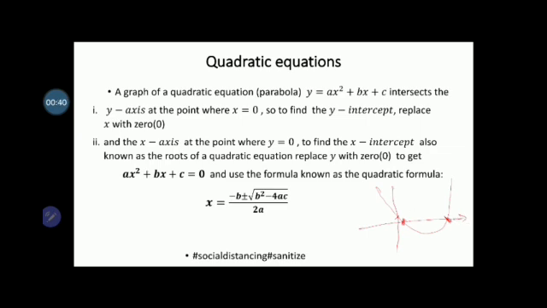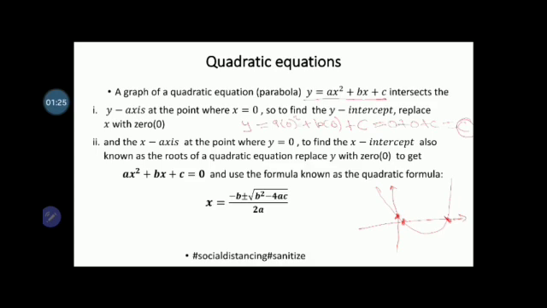So for you to find the point where the graph is cutting the y-axis, also known as the y-intercept, you find that on the y-axis the value of x is 0. So all you do is substitute 0 in the given quadratic equation. If you have the general form, you replace x with 0, and you're going to have y equal to a times 0 squared plus b times 0 plus c. A times 0 squared is just 0, b times 0 is just 0, so it's 0 plus c, which is just c, meaning c is our y-intercept.